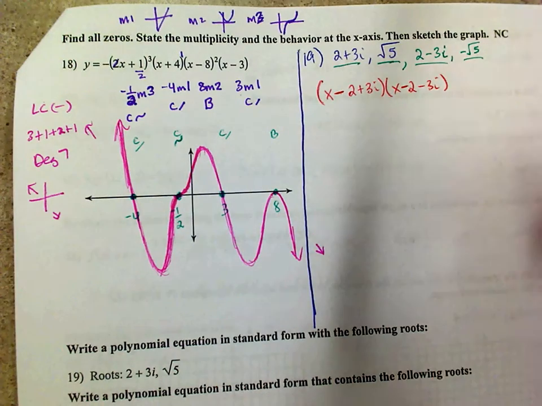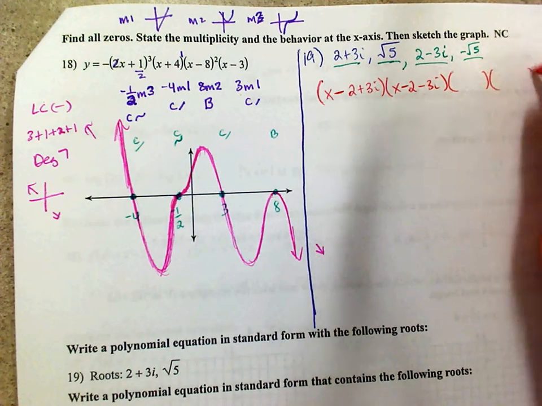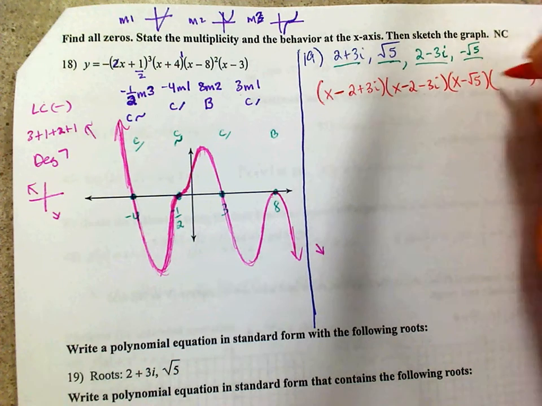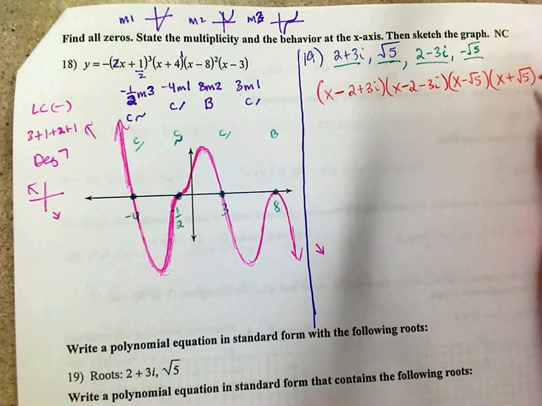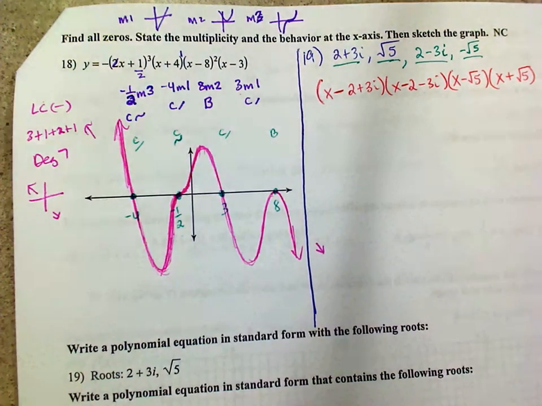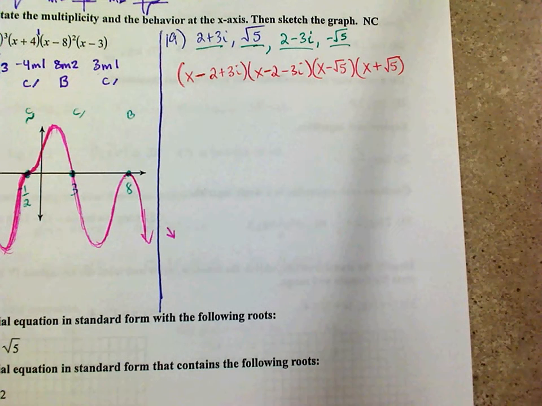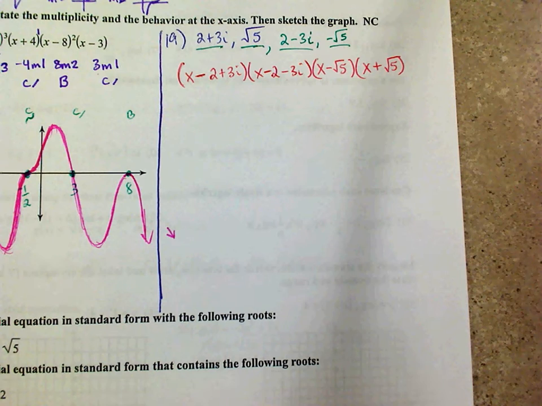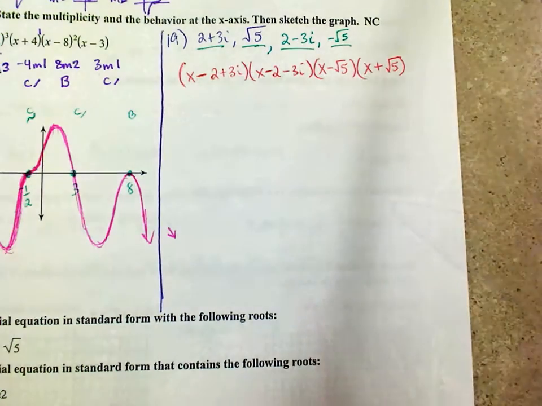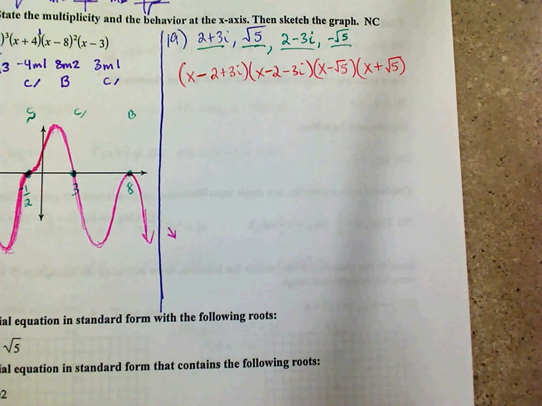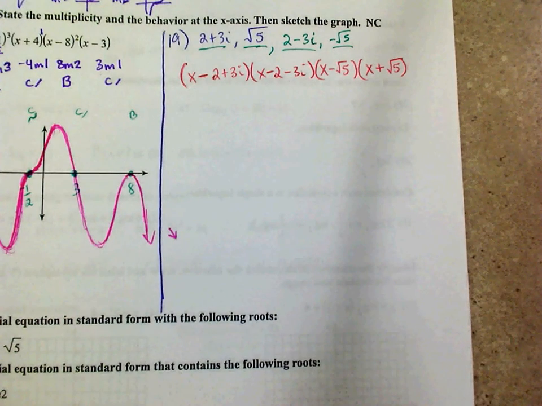x minus the square root of 5 and x plus the square root of 5. You can think of it as x minus the negative square root of 5. Okay, so I start multiplying. I'm going to multiply the first two together because that makes the most sense, and then the last two. Now, if you remember the pattern, you could come up with the answer pretty quickly, because the answer to that one is going to be x squared minus 4x plus 13. But we'll go ahead and find that out.